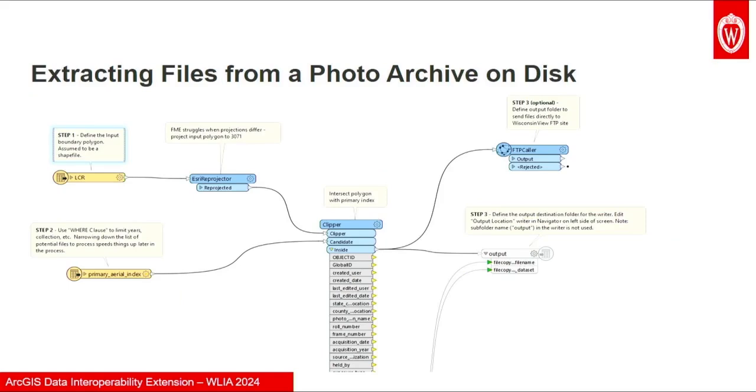Extracting photos from an archive on disk. For example, given an index of photos and a particular area of interest, you want to pull out, in my case, all the photos in that area. You can do basic spatial operations, a clipper.